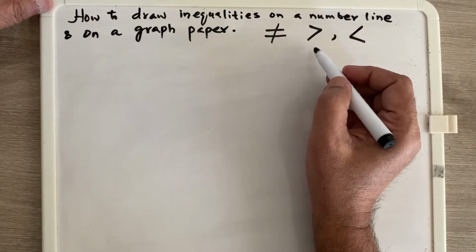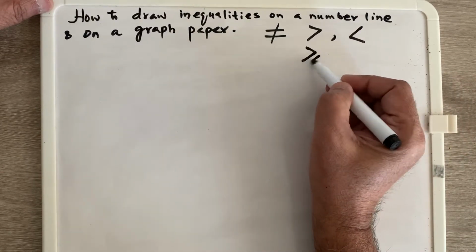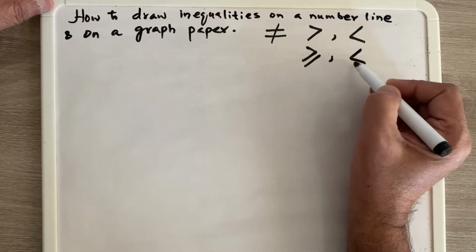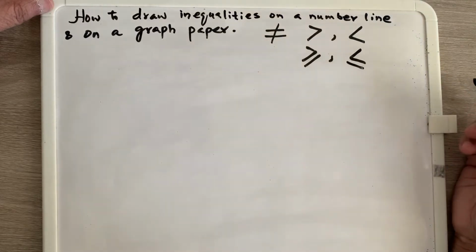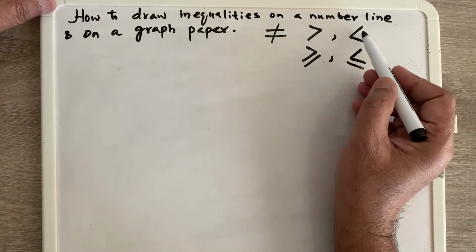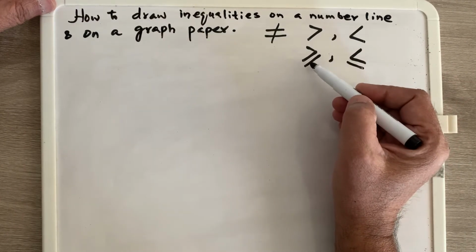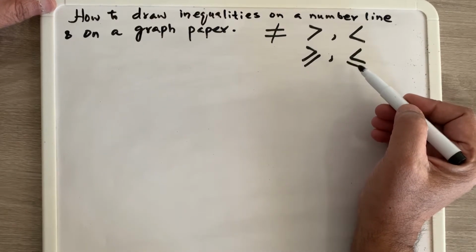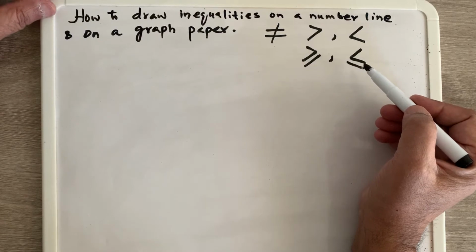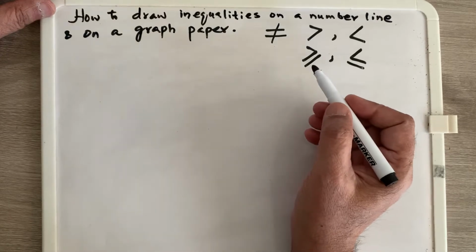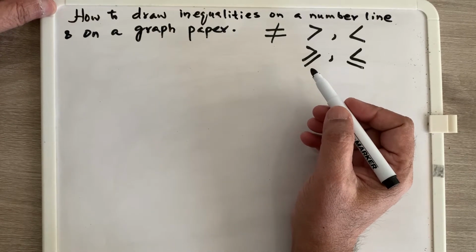There are other terms too: they can be greater than or equal to 0, or less than or equal to 0. So there are the terms greater than 0, less than 0, greater than or equal to 0, and less than or equal to 0. We have these symbols, and we have two types of questions here in grade 11. First, how to draw inequalities on a number line.